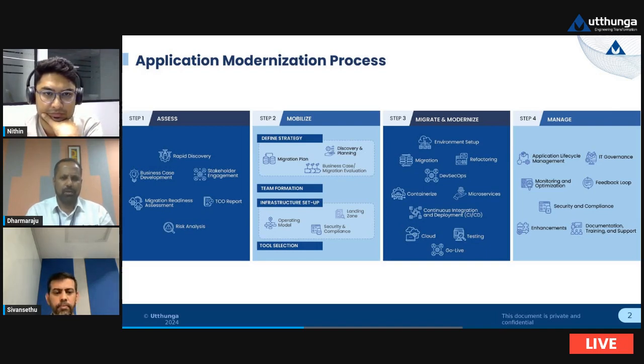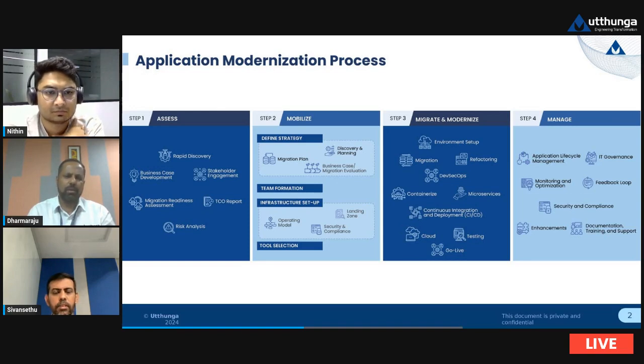I already touched on a few pointers here, and I don't want to repeat. I want to take up some of the parameters considered as part of the assessment. Stakeholder engagement is critical. Stakeholder buy-in is very critical for the modernization journey. During the assessment, we have to clearly define the outcome from the modernization we are going to do, the challenges or risks associated with it, and the cost and the revenue we are going to get out of it.